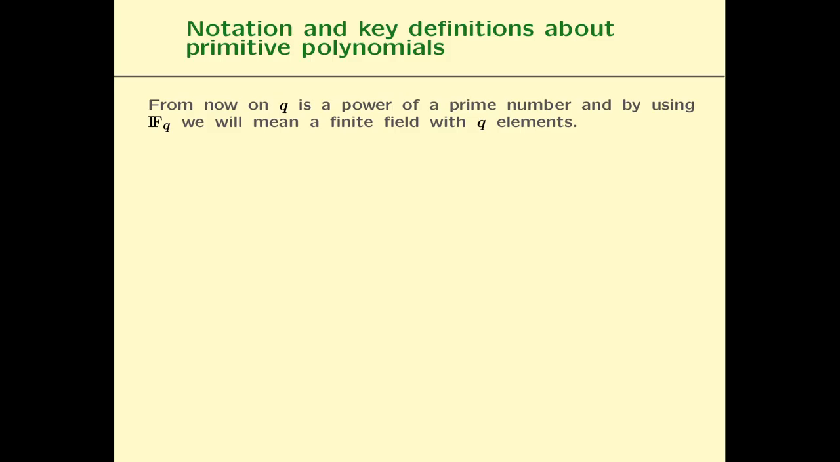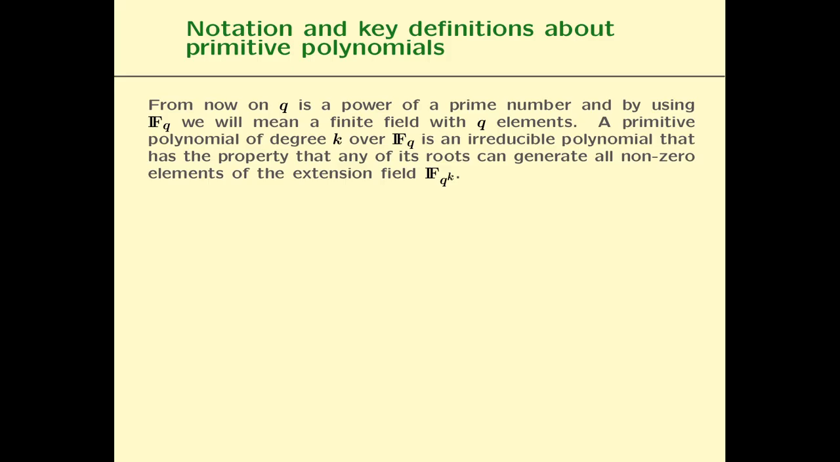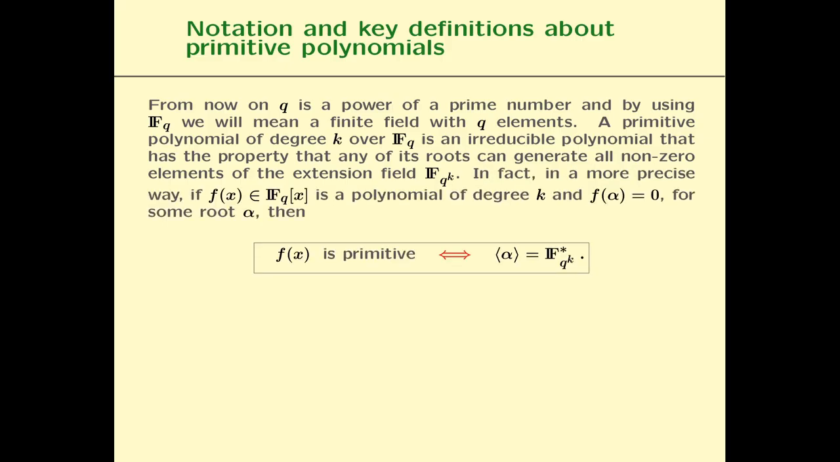Now we are going to establish our notation. Thus, from now on, q is a power of a prime number, and by Fq we mean a finite field with q elements. A primitive polynomial of degree k over the finite field Fq is an irreducible polynomial that has the property that any of its roots can generate all the non-zero elements in the finite field extension F_{q^k}. In fact, in a more precise way, if f(x) is a polynomial of degree k and f(alpha) is equal to 0 for some root alpha, then f(x) is a primitive polynomial if and only if its root alpha generates the multiplicative structure of the finite field extension F_{q^k}.